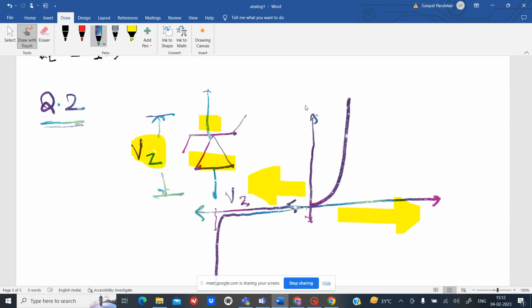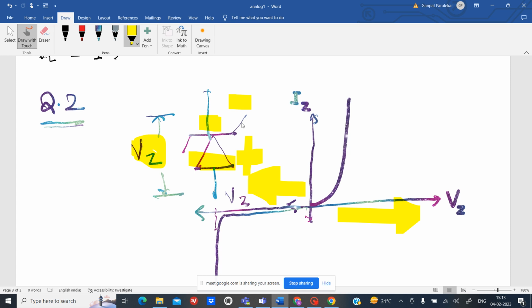Okay, so this is the current Iz through the Zener diode, and this is the voltage, that is Vz, across the Zener diode. So when you are forward biasing, that is when your positive terminal has higher voltage than the negative terminal, the diode becomes forward biased, and the current will suddenly increase through the Zener diode.